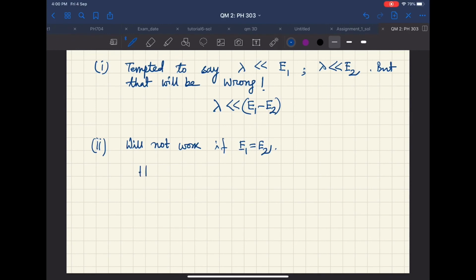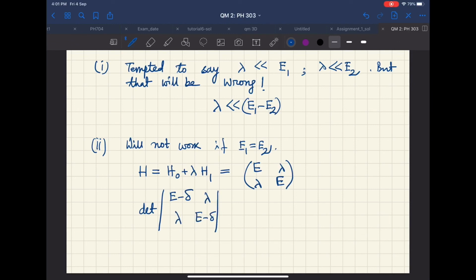Then your total Hamiltonian H is nothing but H0 plus lambda H1, which is nothing but the matrix with E on the diagonal and lambda off the diagonal. In order to find the eigenvalues, what should you do? You simply write down the characteristic equation, (E minus delta) times (E minus delta), minus lambda squared, equal to 0. You try to solve this. What you get is (E minus delta) whole squared equal to lambda squared. What is the problem if we have (E minus delta) squared equal to lambda squared?